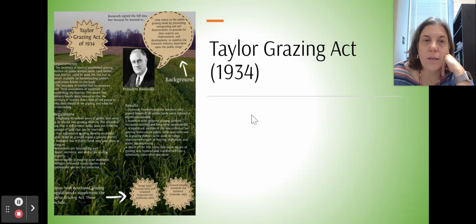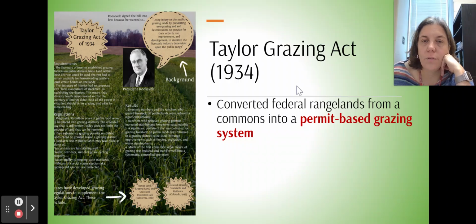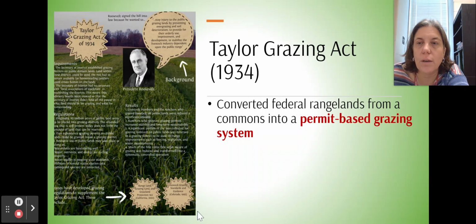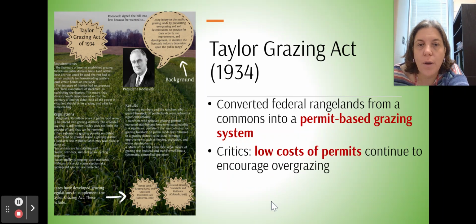So a long time ago in 1934, an act called the Taylor Grazing Act was passed in an effort to preserve the grazing lands over the U.S. This is from President Roosevelt. It converted federal rangelands from a commons system into a permit-based grazing system. So in other words, you had to have permits to graze your cattle on the land. The problem was the permits didn't cost very much.